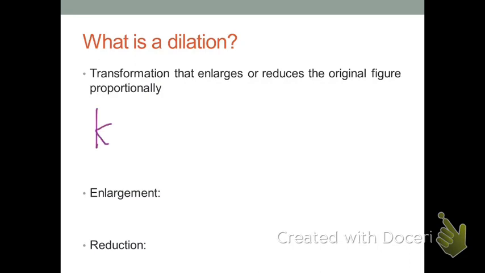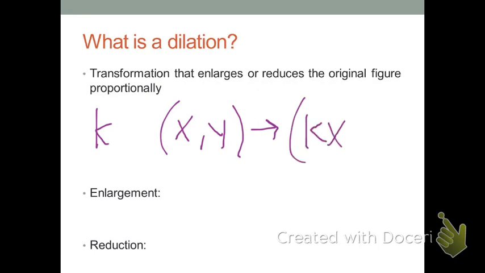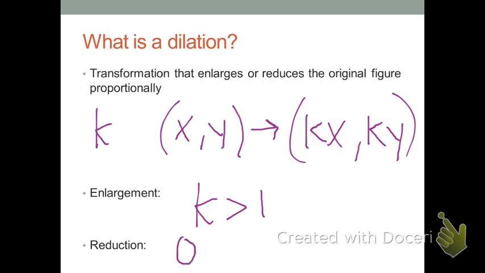So our rule for a dilation would be xy maps onto, and then we would multiply our K to both the x and y values of each coordinate. So xy would map onto kx, ky. For an enlargement, k would have to be greater than 1. And for a reduction, k would have to be between 0 and 1.